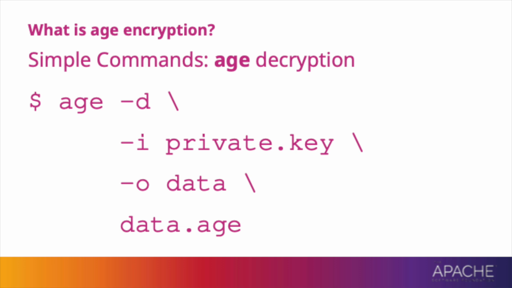Decryption, going the other way, same basic principle: -d for decrypt, -i for the private key, -o to output the unencrypted file, and then followed by the encrypted file as the input.